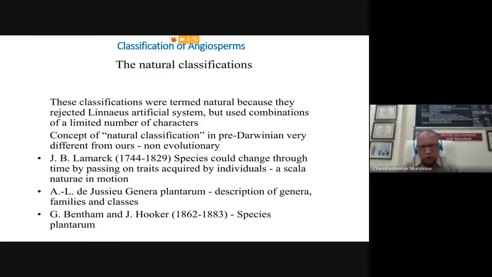Later on, Jussieu also produced a Genera Plantarum, in which he started describing the genera, families and classes. And what we are truly studying today, in outline obviously, is the Bentham Hooker system of classification. The Bentham and Hooker system of classification was produced in 1883, and the title of their three-volume work was Genera Plantarum. The second volume which was produced was called Species Plantarum.